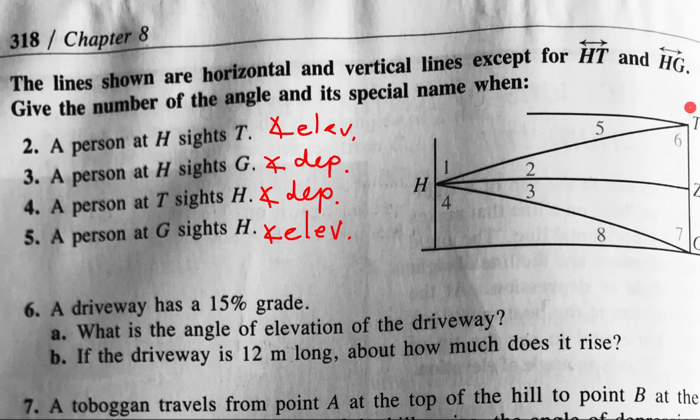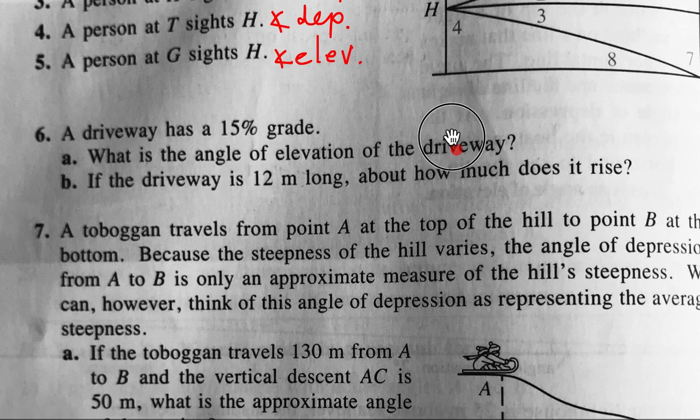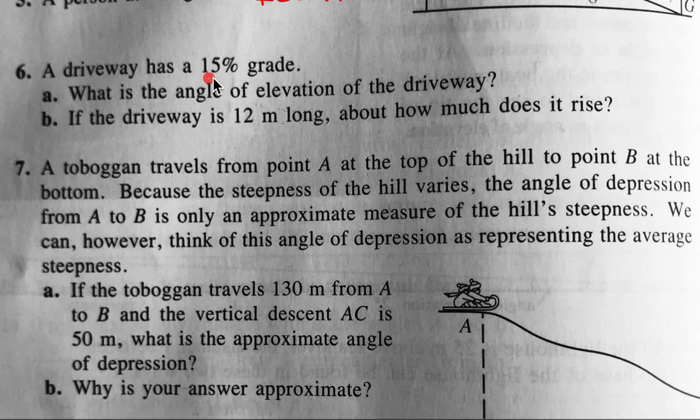I'm going to pull over to the side to do these again. It says a driveway has a 15% grade. It's not saying that it's 15 degrees, it's a 15% grade. What is the angle of elevation of the driveway? And if the driveway is 12 meters long, how much does it rise? So pulling over to the side, take notes of that. This is in your book. It's the classroom exercises. So I'm going to pull over here, switch it up to some white so it's not too ugly, and try this problem.